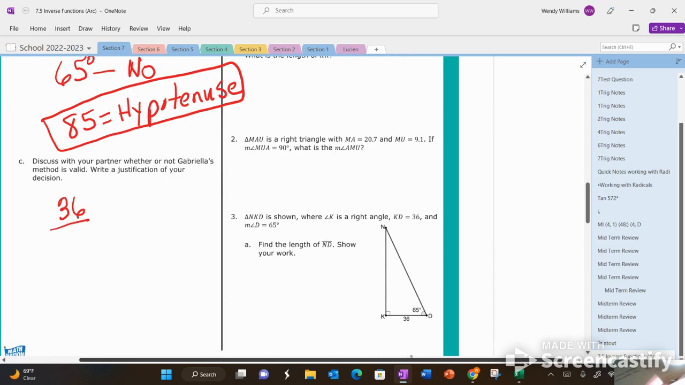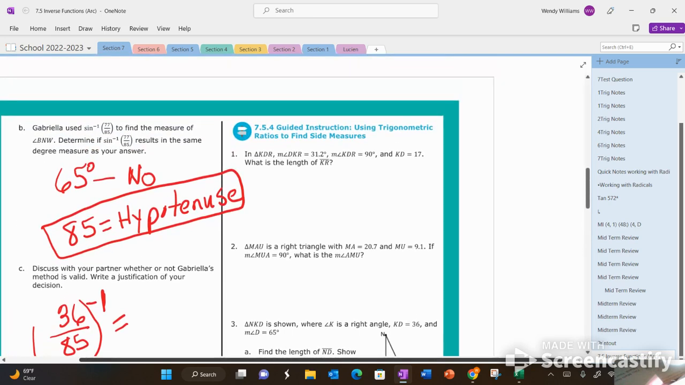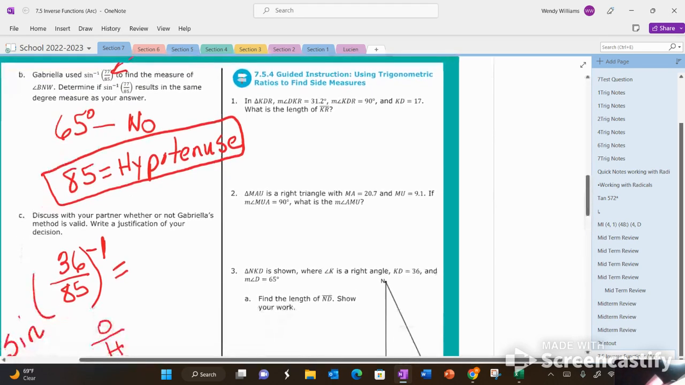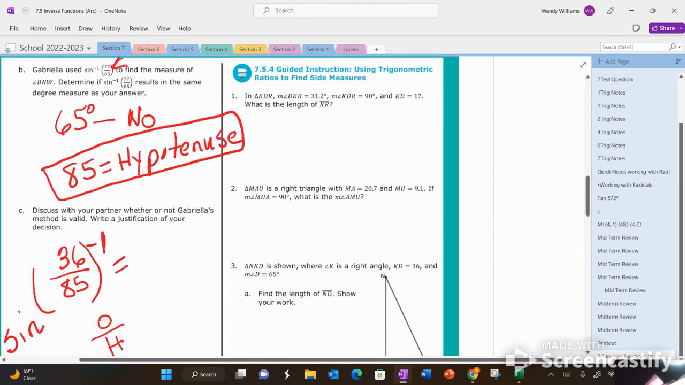.36 over 85. And if we take the sine of that, that would give me the same answer. But you would have to have the opposite over hypotenuse. And in this case, they didn't give me opposite, they gave me adjacent. Wrong trig function. All right.